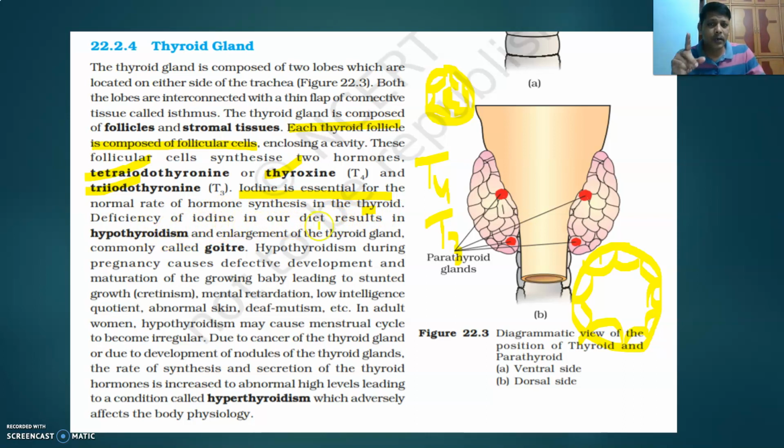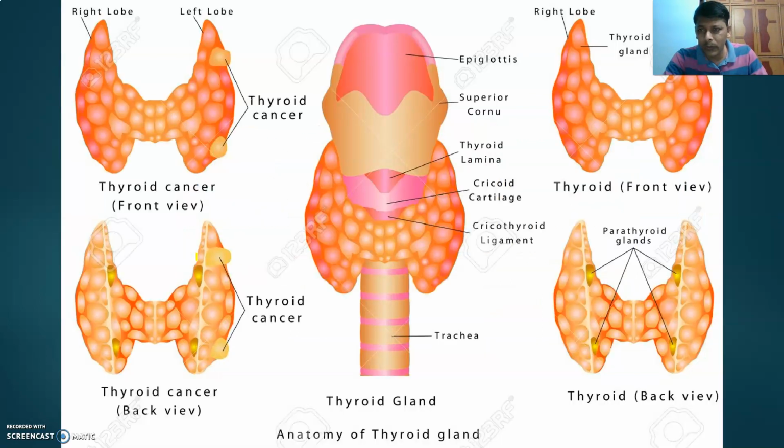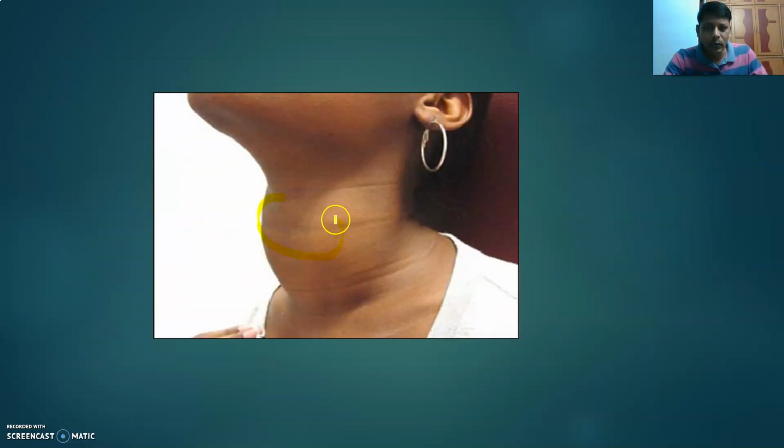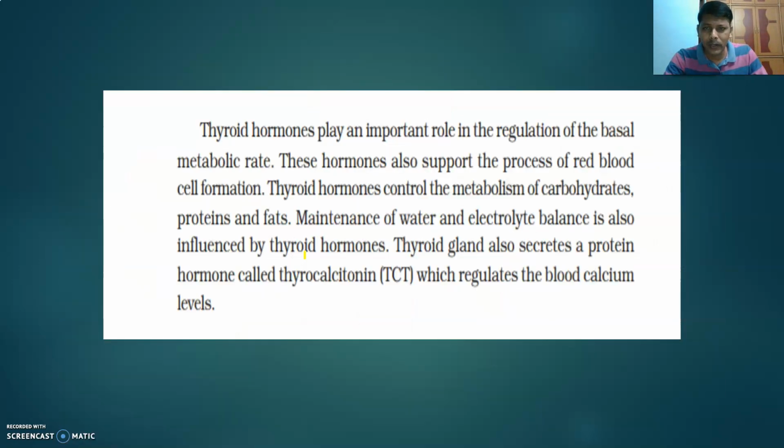Deficiency of iodine in our diet results in hypothyroidism and enlargement of the thyroid gland. What is meant by diet? The food that we eat is the diet. If there is no iodine in our diet, it results in hypothyroidism and enlargement of the thyroid gland, which is commonly called goiter. You can observe here, this woman is suffering from goiter, enlargement of the thyroid gland.